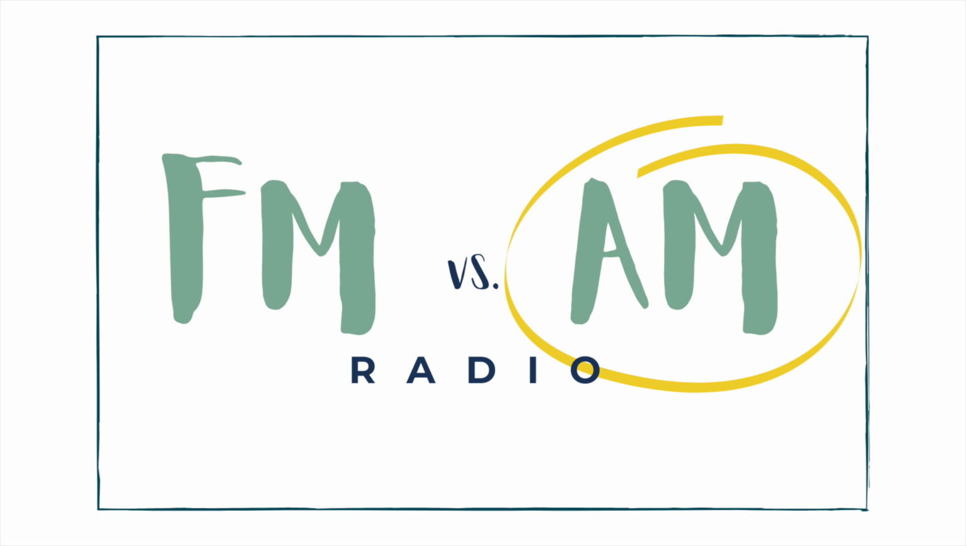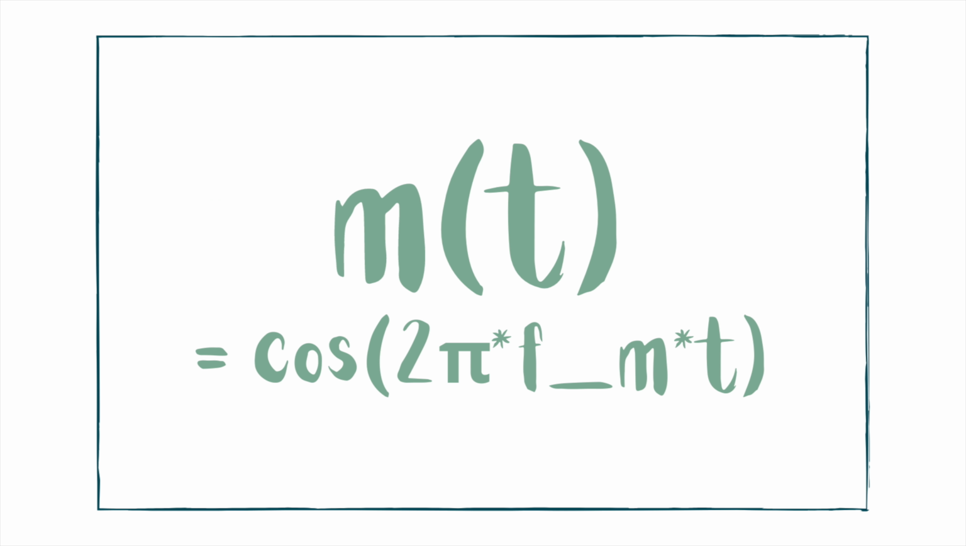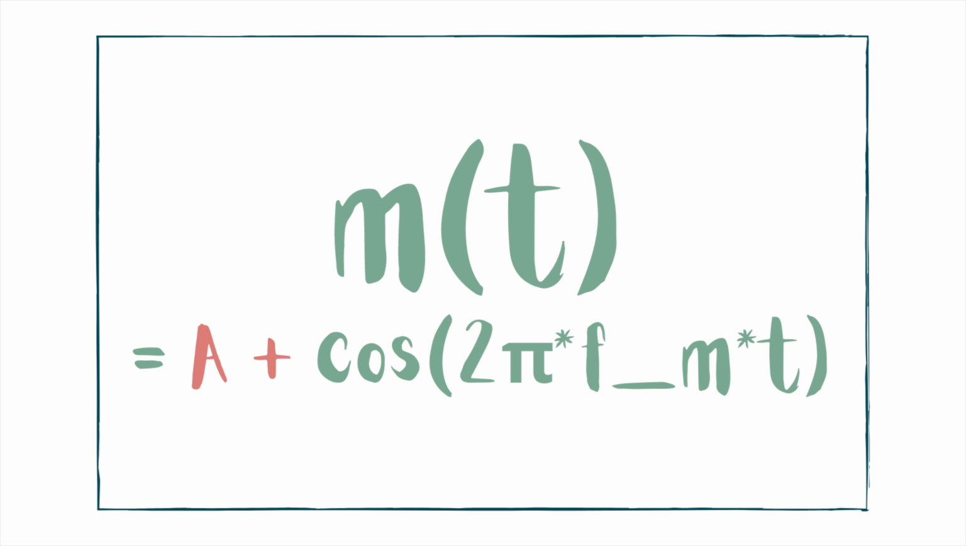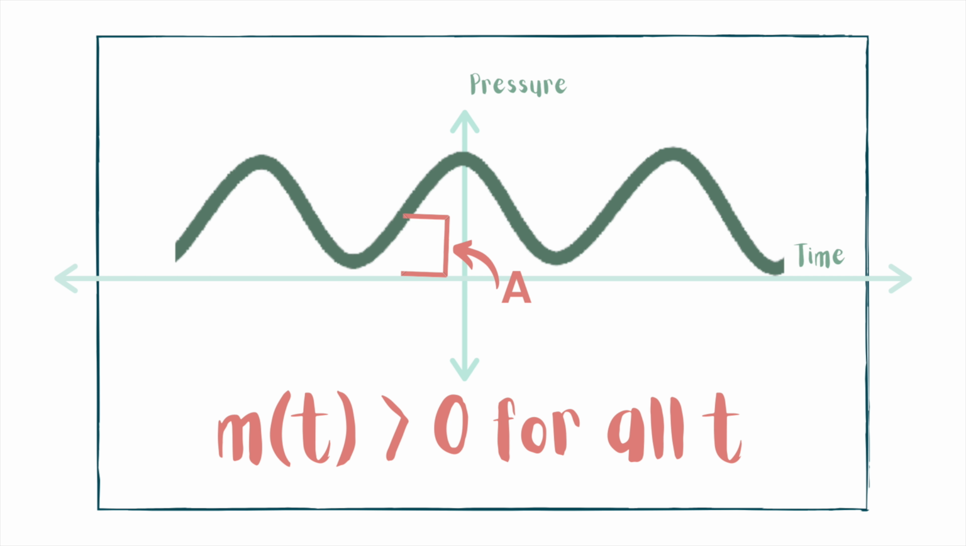There are two ways to solve this problem: frequency modulation and amplitude modulation. Let's talk about AM radio first. We can call our music signal m(t) and define it as equal to cosine of 2 pi times the frequency of our song multiplied by time. Now let's add a constant A to it, so our signal is equal to A plus m(t), and that's greater than 0 for all time, which ensures that m(t) does not cross the time axis.